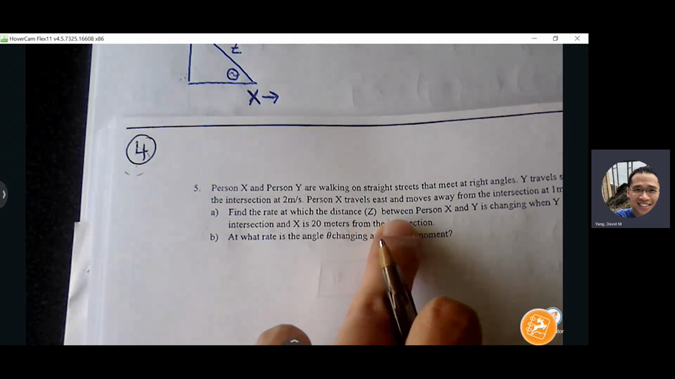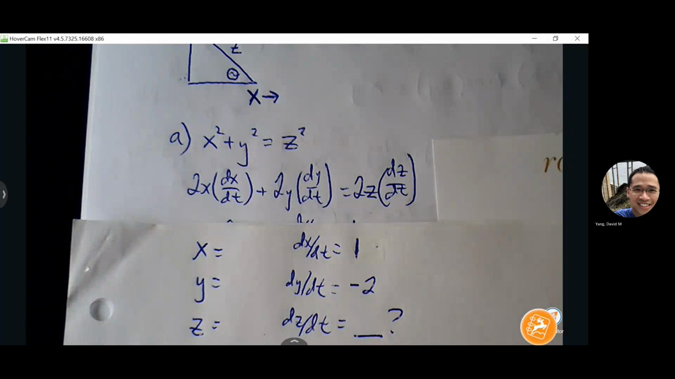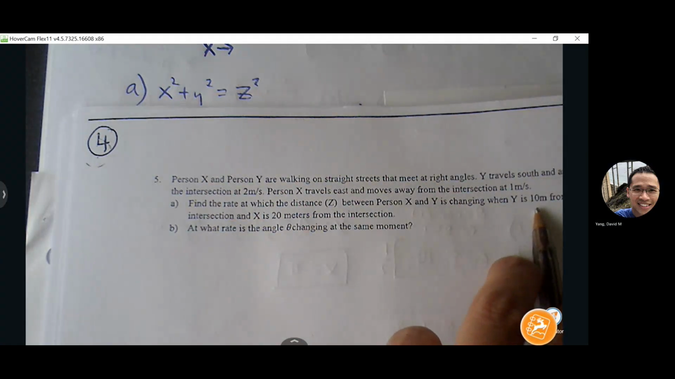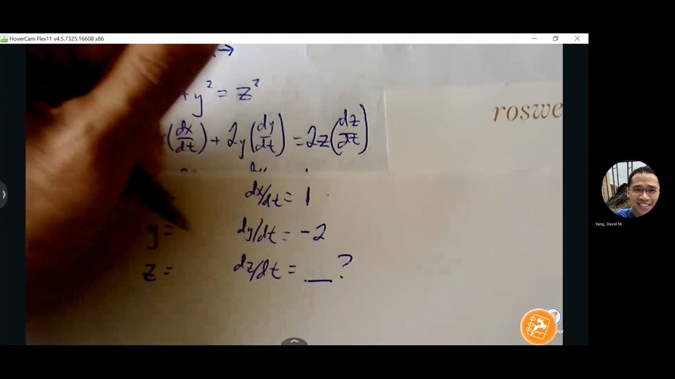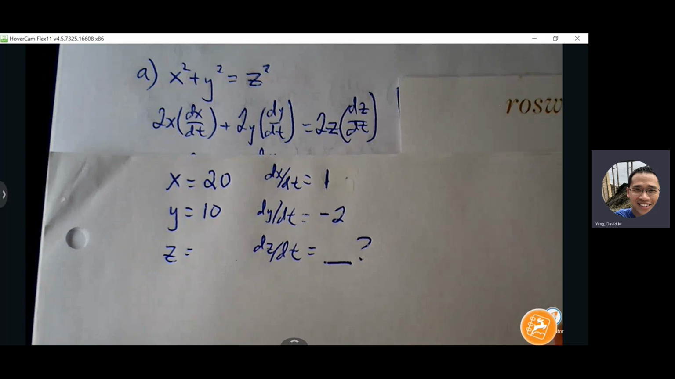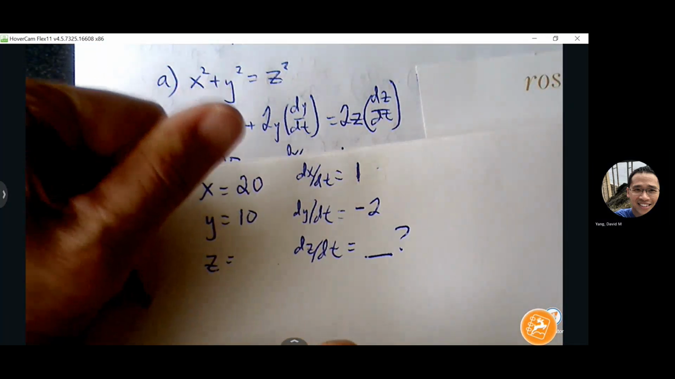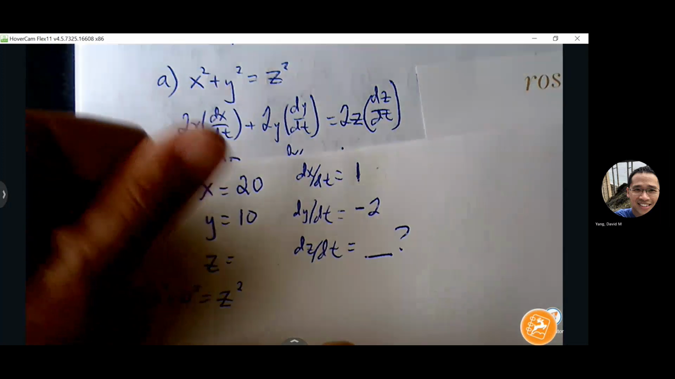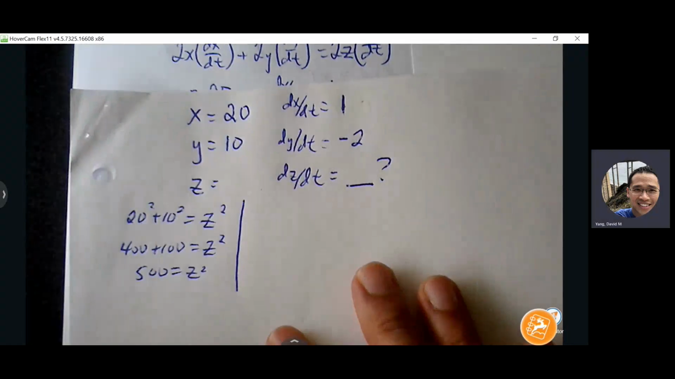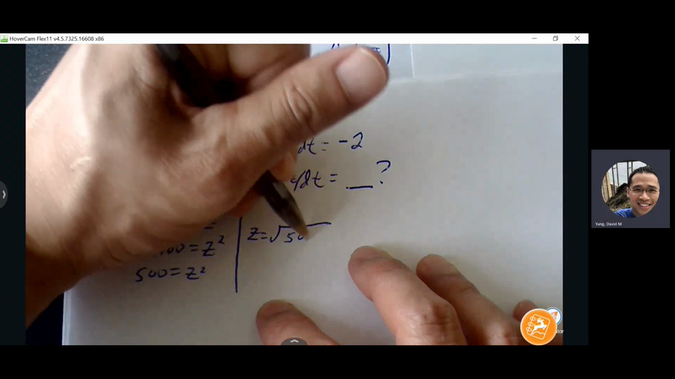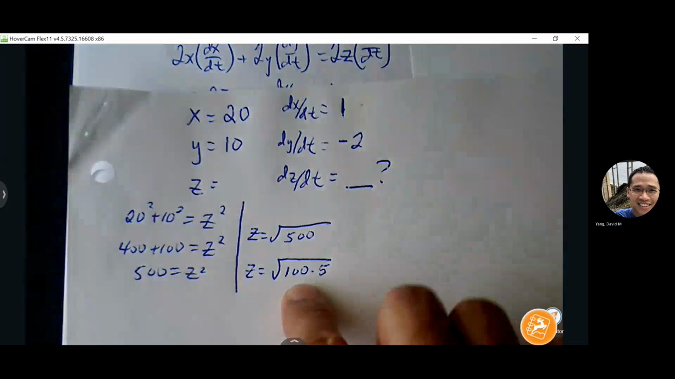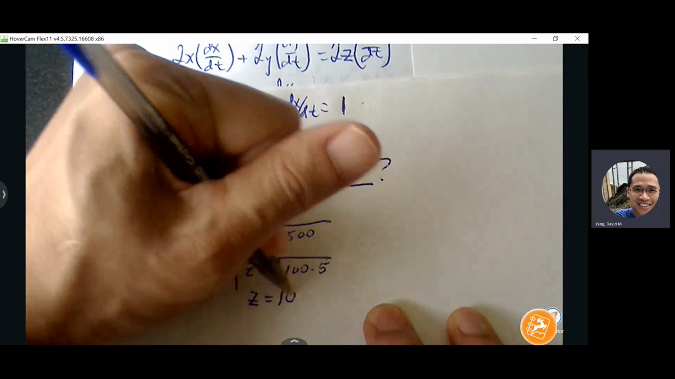Okay, find the rate at which the distance z is changing. So we're looking for dz/dt, that's the unknown. When y is 10 meters from the intersection and x is 20. So y is 10, x is 20. So how can I find z? Okay, Pythagorean theorem. It's not going to be quite as clean as 3, 4, 5, but we can work this out. So square root of 500. If you hunt for a perfect square inside of 500, we can think about 100 times 5. And root 100 is just 10, so clean that up to be 10 root 5.